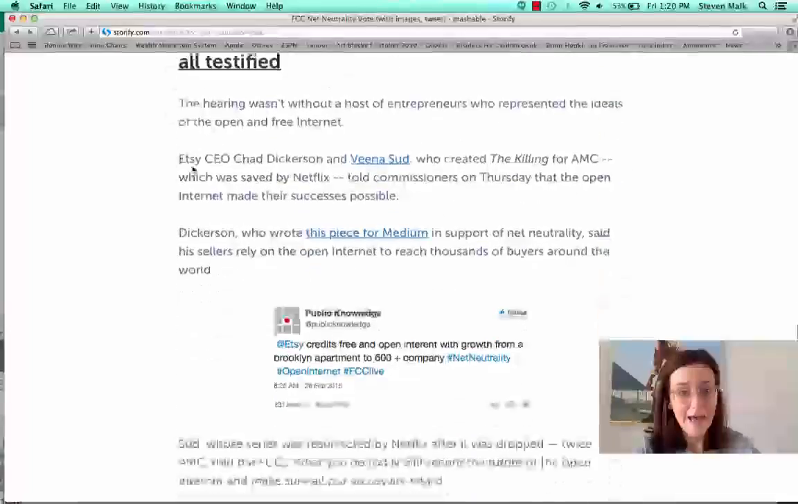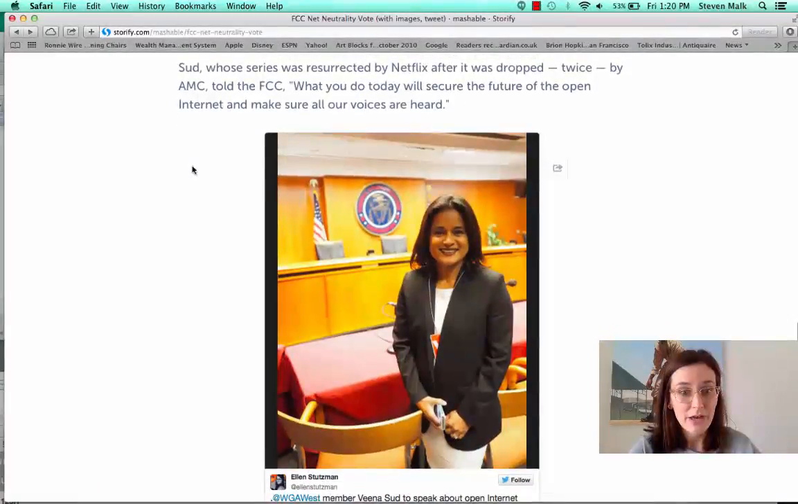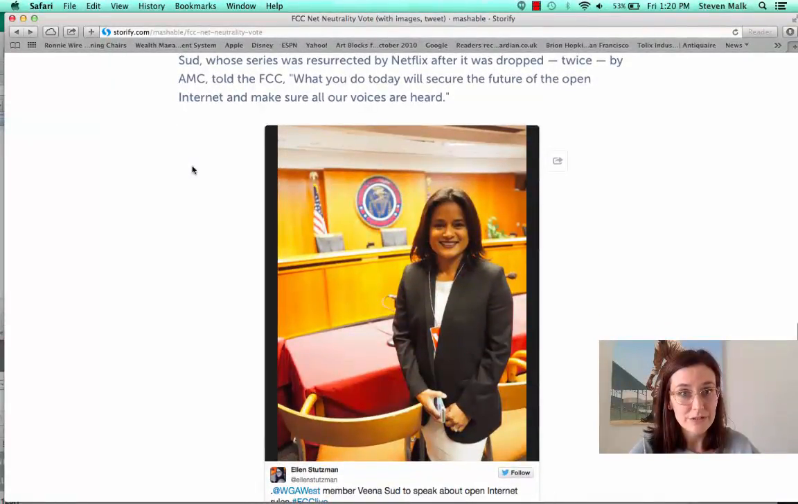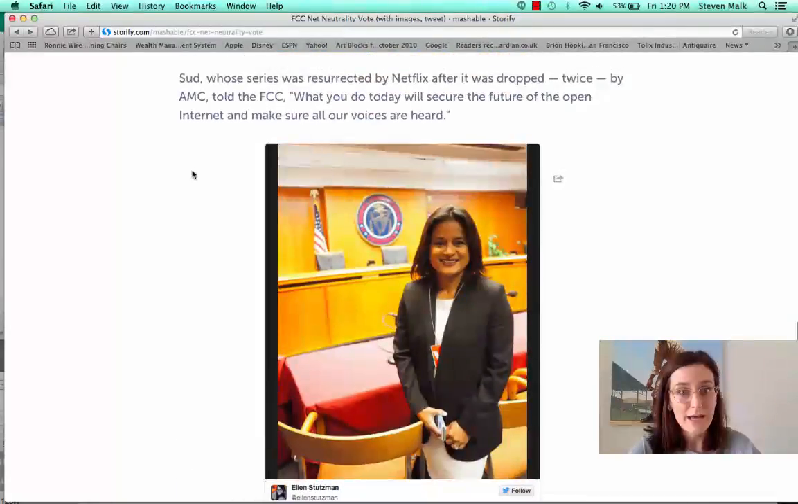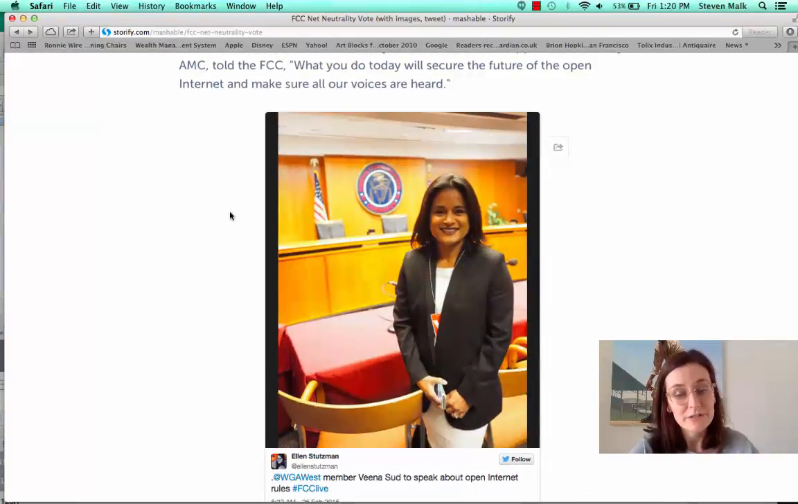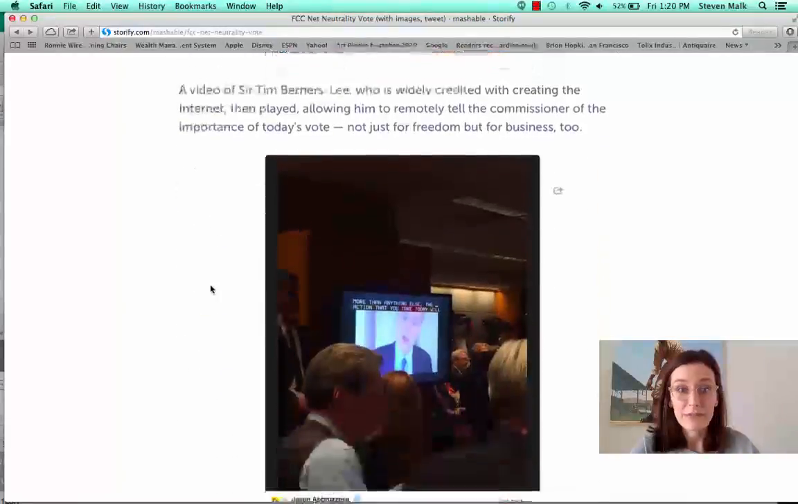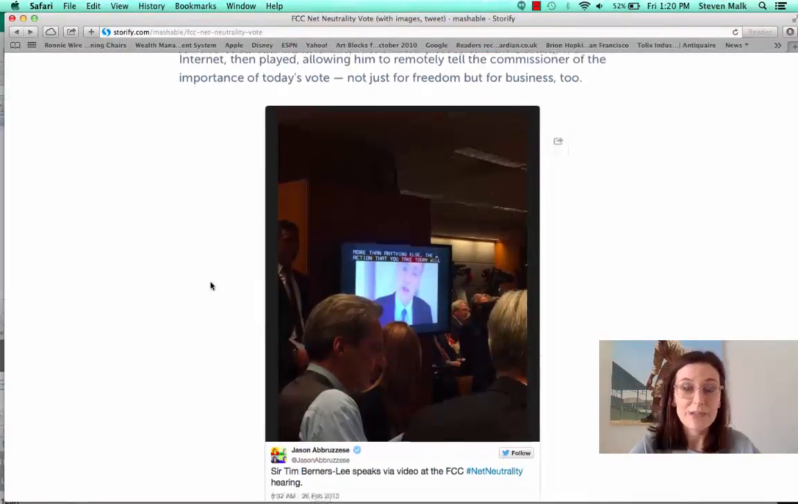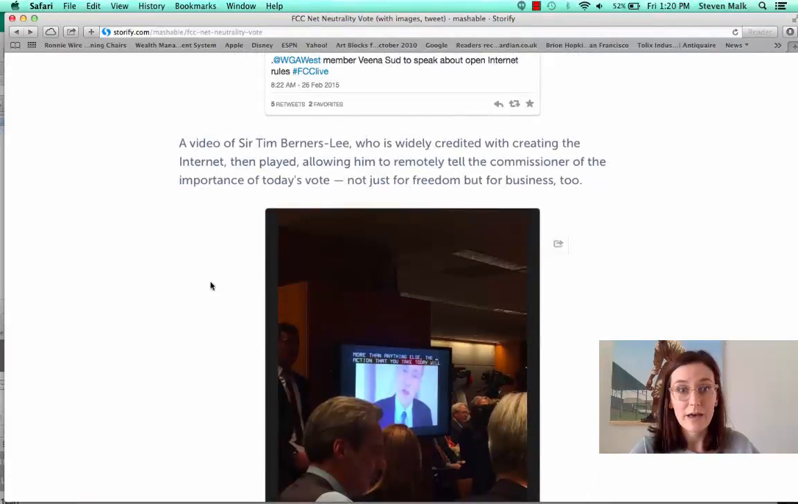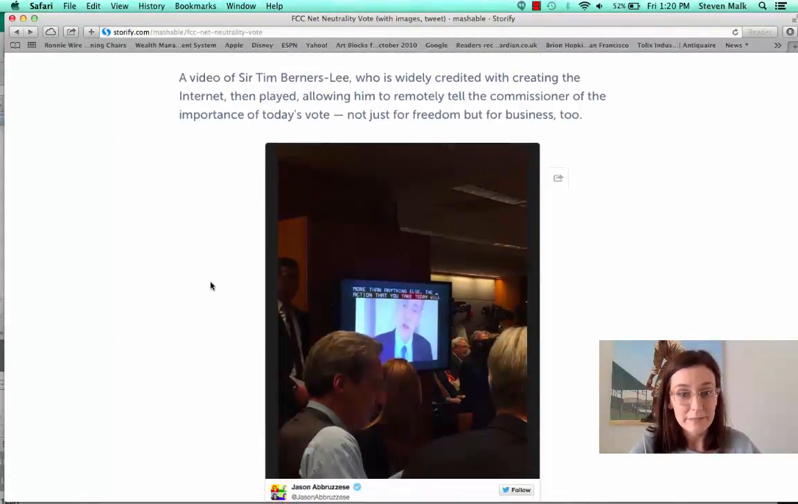And then we also have an image of Veena Sood, the television series creator, as well as an excerpt, a quote from her speech, right? So drawing on different types of sources and explaining to your reader how those different media can provide a unique perspective on the issue. So here we have written text, spoken text, the excerpt of the speech, an image. We also have a video here, or an image of a video, that was provided or presented by Tim Berners-Lee.